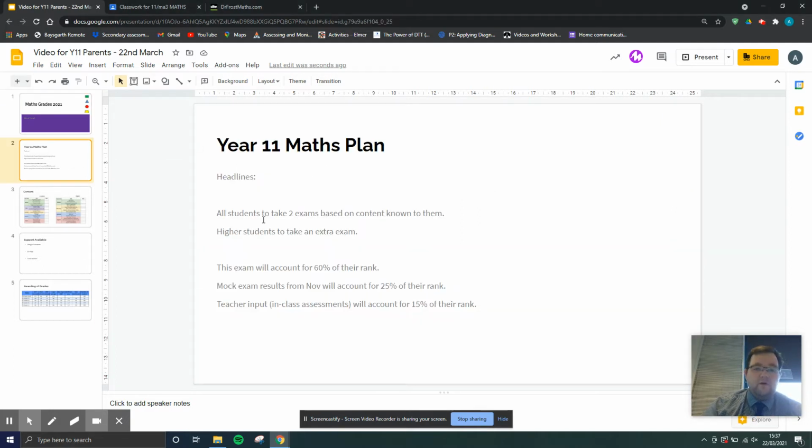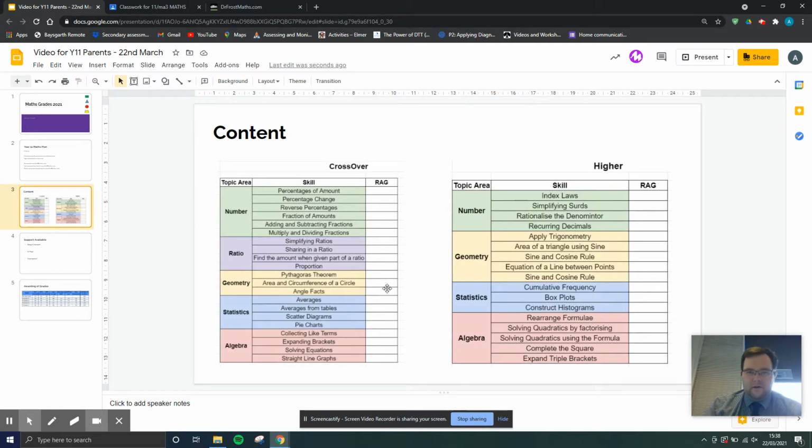So all the headlines for us are all students to take 2 exams based on the content known to them. Higher students take an extra exam to try and figure out those grades from grade 6 to grade 9. This exam will account for 60% of their rank. And then the mock exam results from November will account for 25% of their rank. We think it's important to make sure that prior performance is also looked at, not just this end exam. Teacher input from in-class assessments that teachers will hold will account for 15% of their rank. And this will all be calculated on a spreadsheet, completely open so people can see how a grade has been broken down.